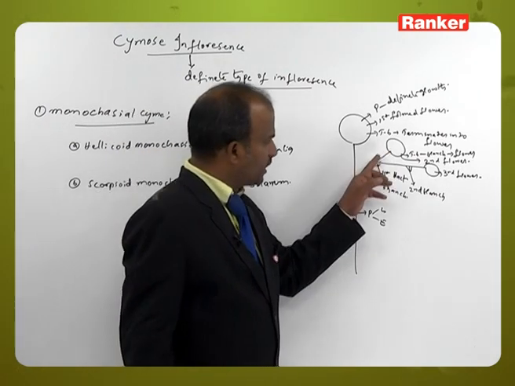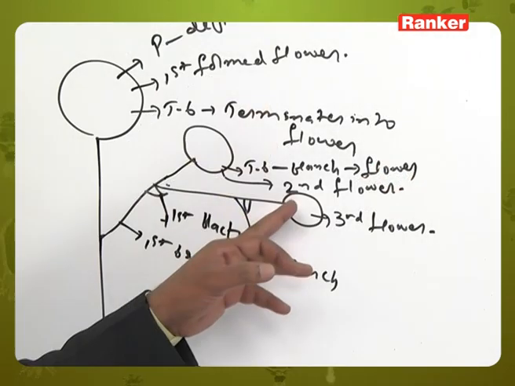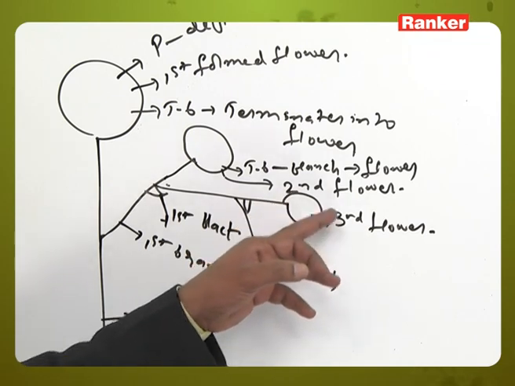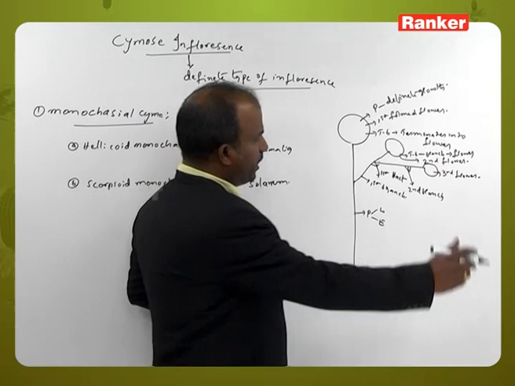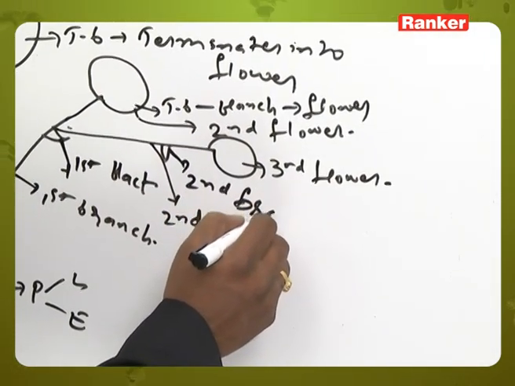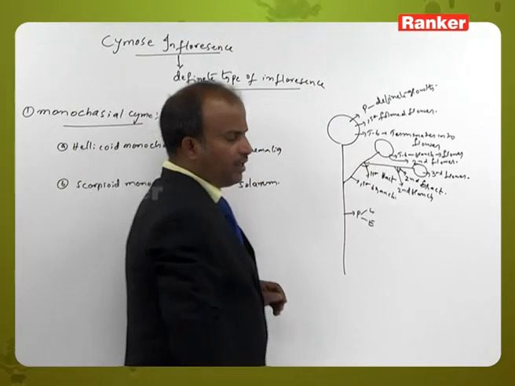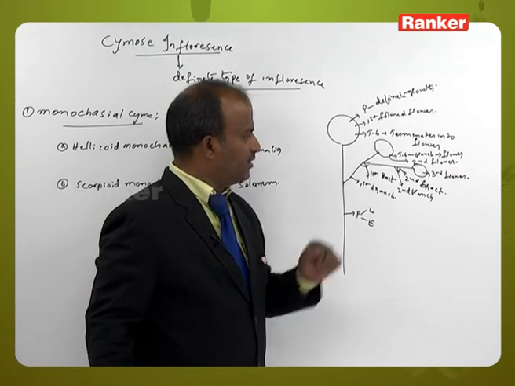From the base of the second formed flower, the second branch is arising. This second branch also shows definite growth. Why? Because it also terminates into a flower. What is the number? Third flower. And this third flower is opposite to the second bract. Third flower is opposite to which bract here? Second bract. Likewise, branches are continuously developing from one side only.